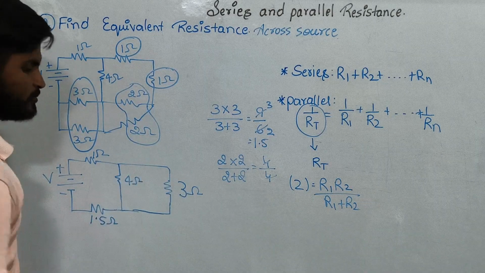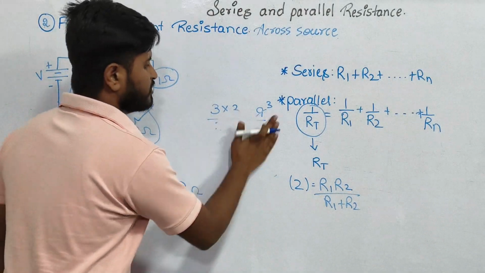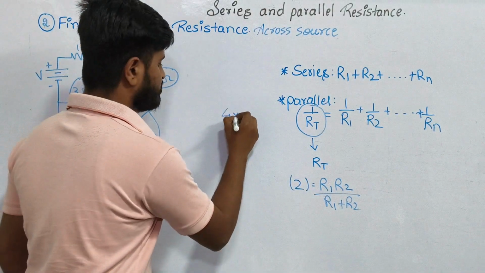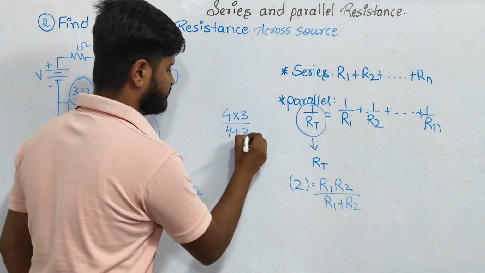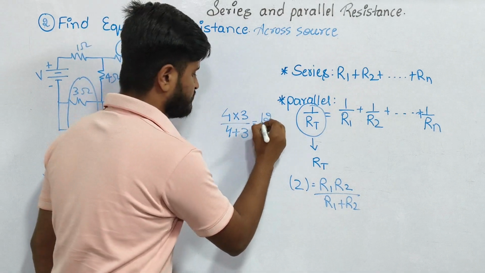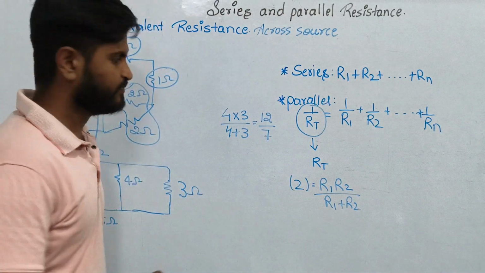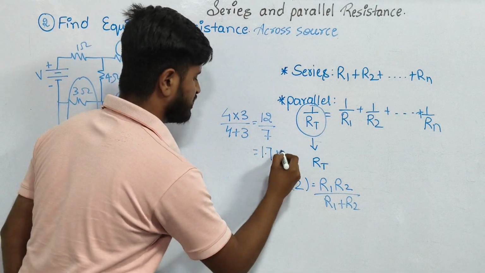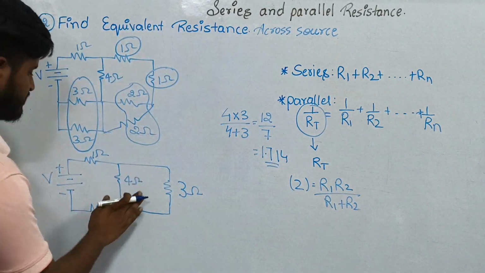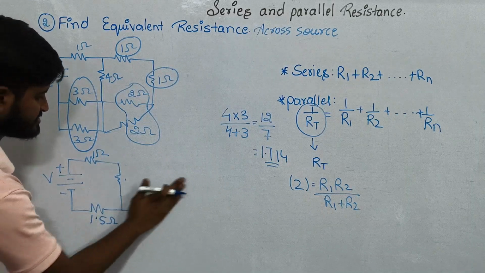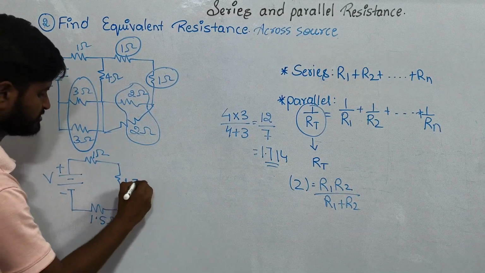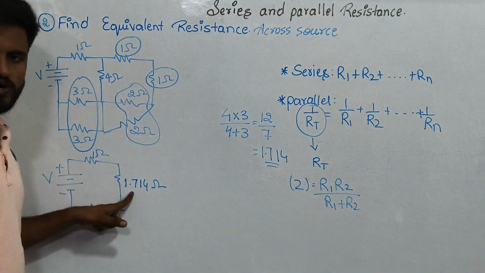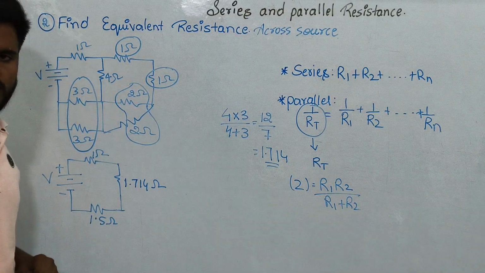4 ohm resistance and 3 ohm resistance are parallel to each other. When two resistances are parallel to each other, I can use this formula. 4 into 3 divided by 4 plus 3. 4 3s are 12 divided by 4 plus 3 is 7. 12 divided by 7 means 1.714. So we got the equivalent resistance of these two parallel resistances, that is 1.714 ohm. Now this 1 ohm, 1.714 ohm and 1.5 ohm are in series.